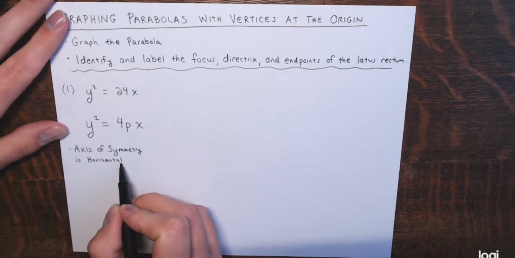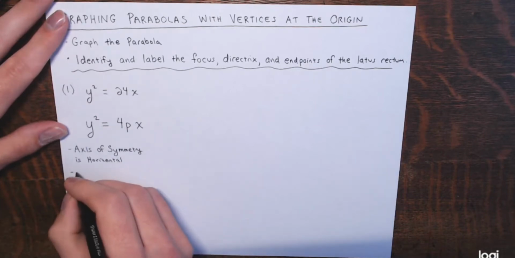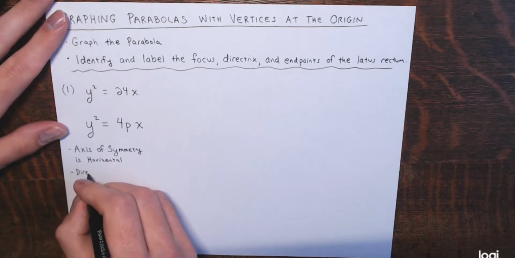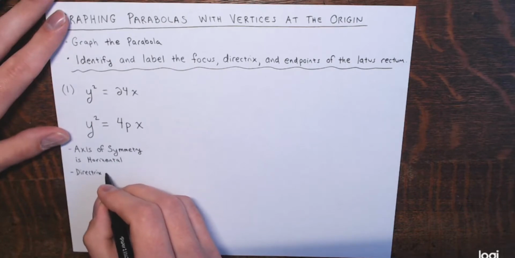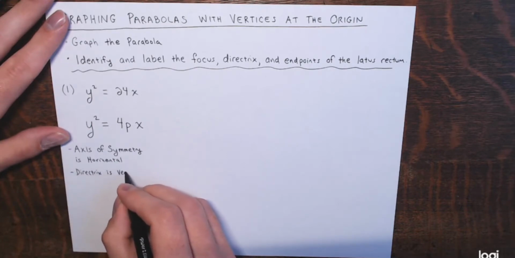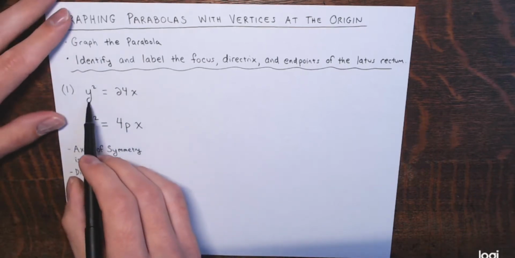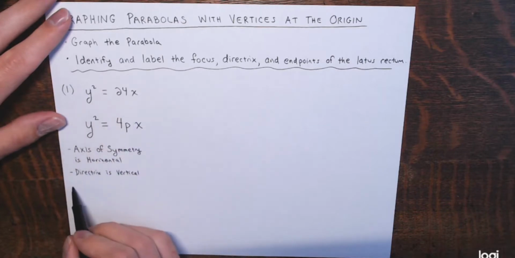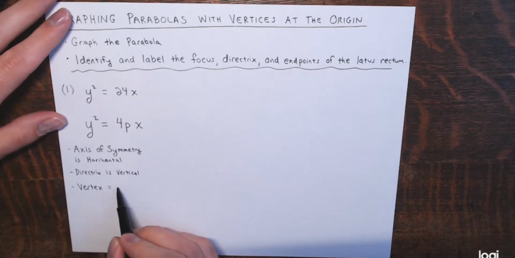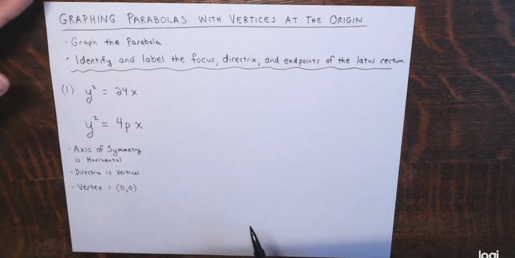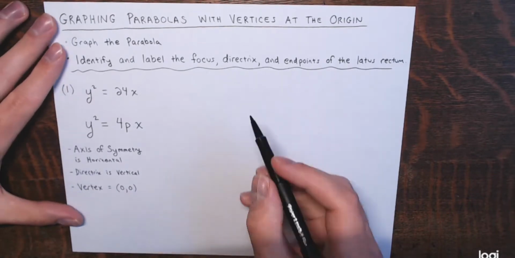And I guess you can write this as well. If the axis of symmetry is horizontal, then the directrix, this other special line we'll have to find, will be a vertical line. And if it's just y squared and just x like this, the vertex is the origin. The vertex is the point (0, 0). So you can tell a lot of stuff just from the beginning here with the way the equation is formed.